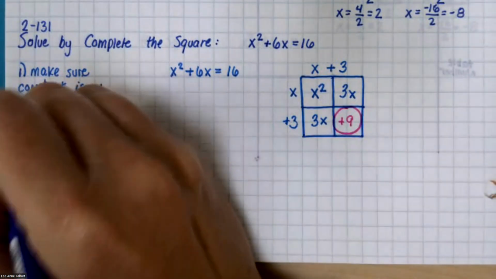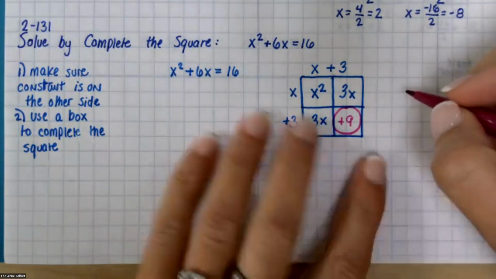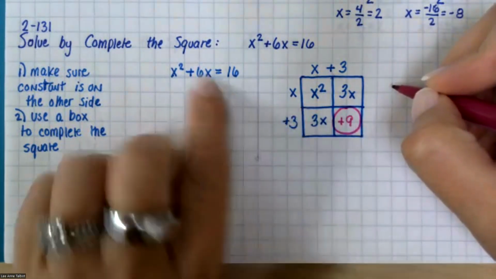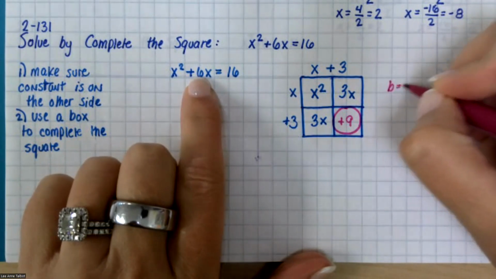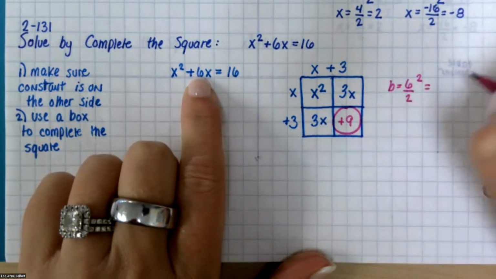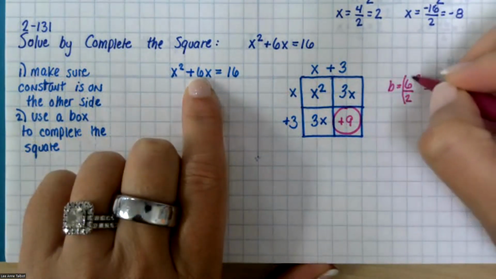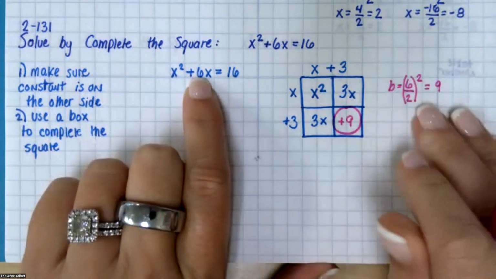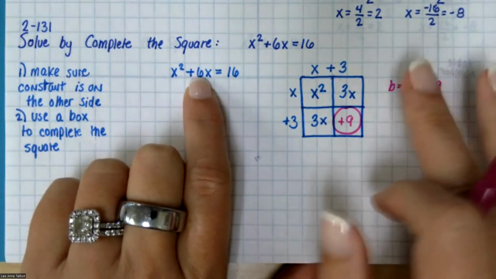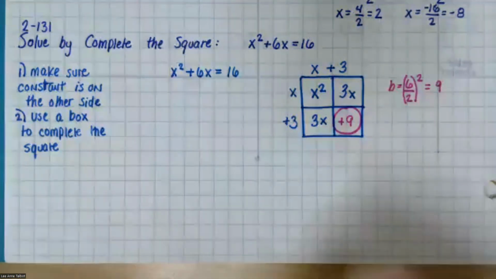Okay, now, Guinan Miceli people, they probably taught you to take the b term, cut it in half and square it. And that would give you 9. I'm not going to do that. So just so you know, you're not crazy if that's what you learned. It's the same thing. I just like to do it visually.